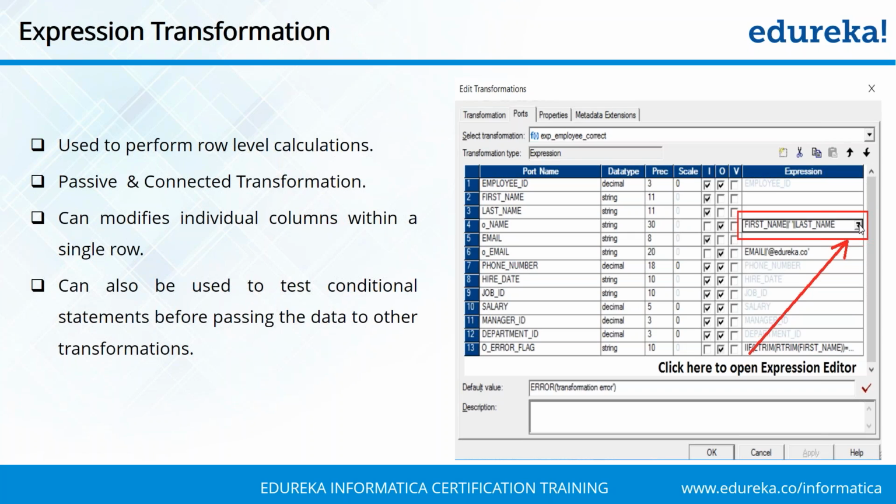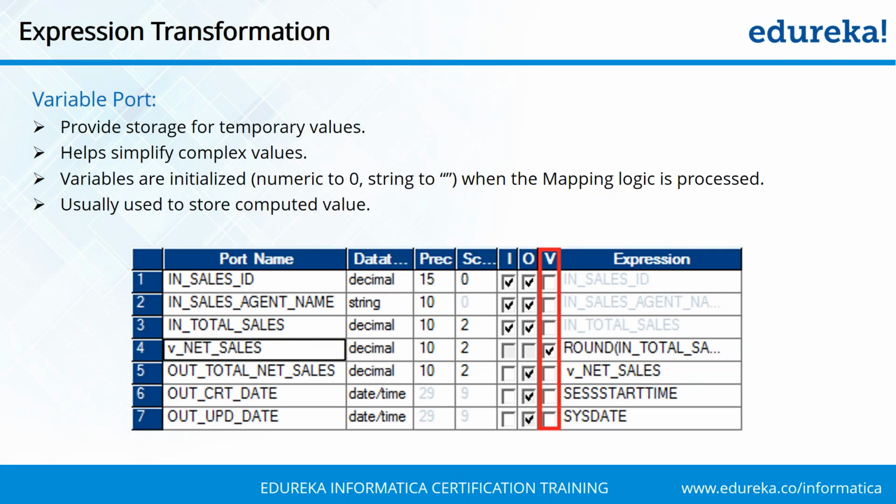Alright. Now let us talk about a key feature that is provided to us through the expression transformation. This is the use of the variable port. Now mainly the variable port is used to store temporary values. However, it can be used to simplify complex values. Now when I say that, let me give you an example here for you to understand better. Let's say you wish to extract only the month from a date time field. So using the variable port, you can store the value of the month and then give it to further operations.